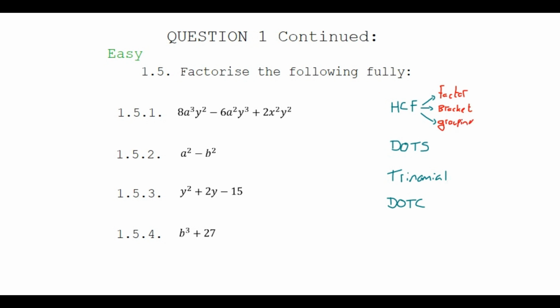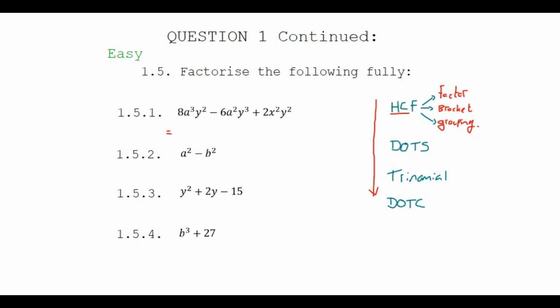Now you need to memorize this because we always start at the top. We always start by looking for a highest common factor and then we go down. You can compare it to BODMAS, where you always look in the bracket first, then operations, division, multiplication, addition and subtraction. Same process now with factorization. So let's start with the first one here.